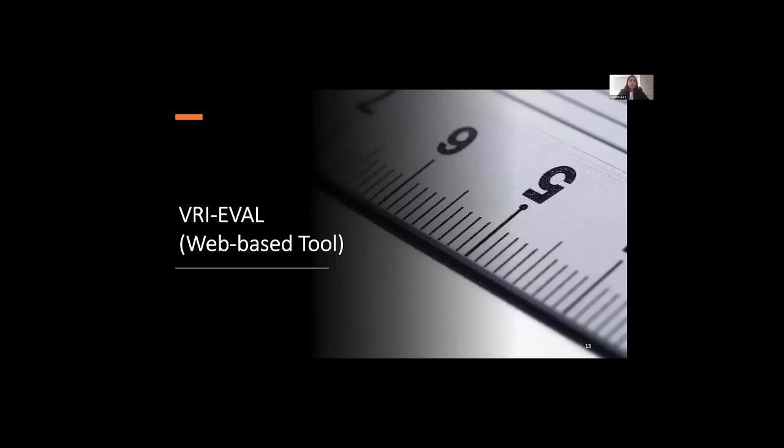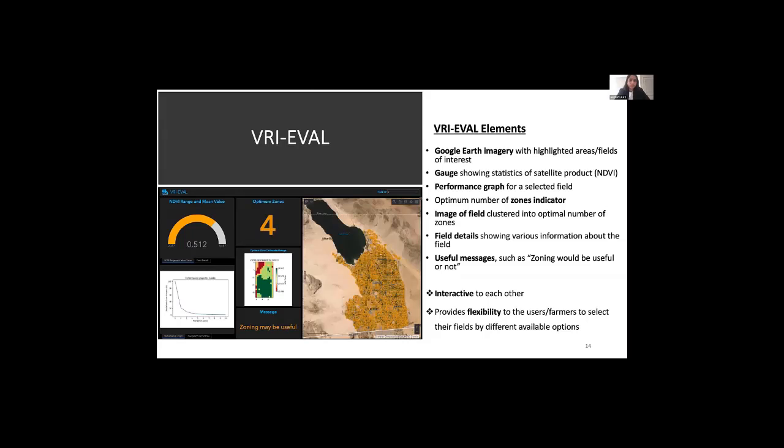So now moving on to the VRI-EVAL web-based tool. Here, I am showing you a screenshot of the home page of the VRI tool. It consists of various elements. This is the Google Earth imagery or map, which is showing you all the fields of interest, highlighted in yellow color. Here we have a search icon. If you know the location of your field, then you can search using this icon. And this is the home icon to go to the home page. And we have zoom in and zoom out options.